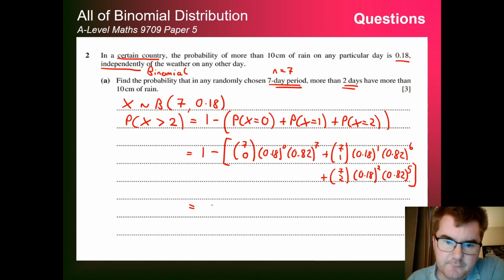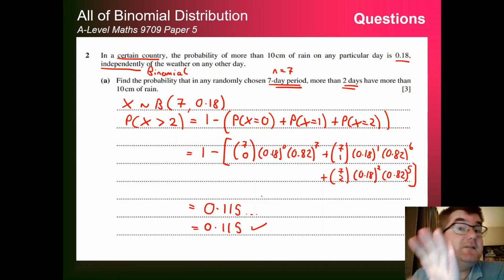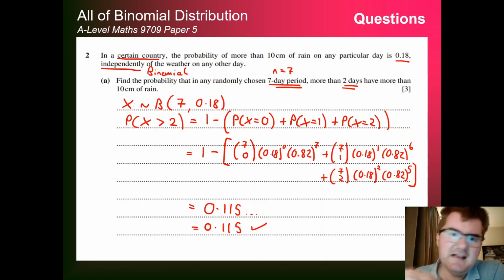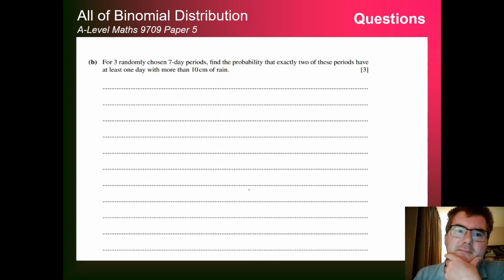0.115. Cool, and they're happy with just 0.115. Yeah, 3 significant figures makes a lot of sense. So again, very similar to what we did so far. Usually part A is something like this: work out a very specific probability, greater than, less than something. Part B is where it gets a bit trickier.